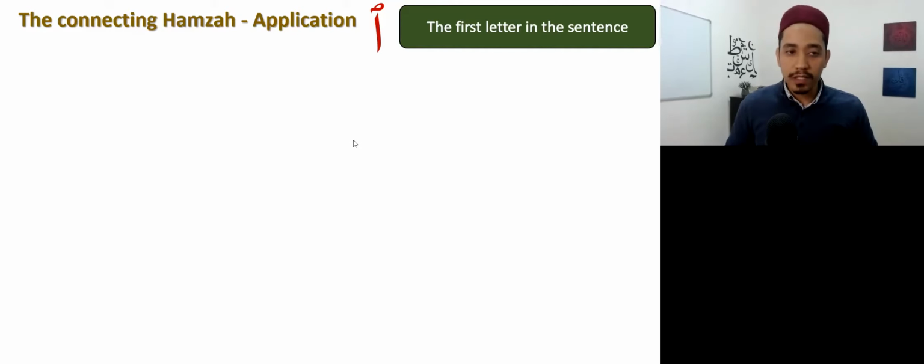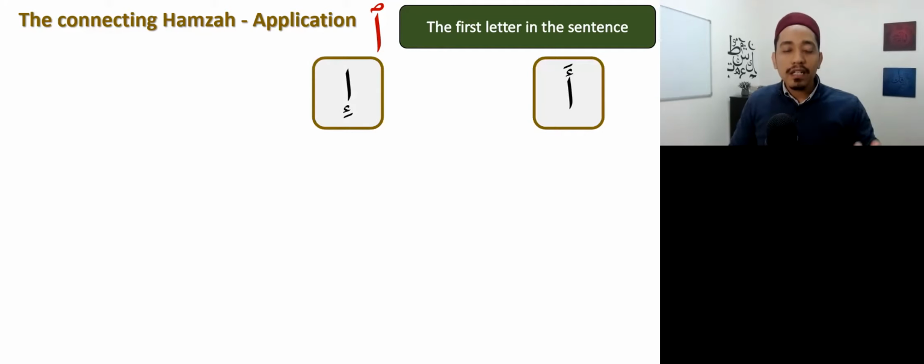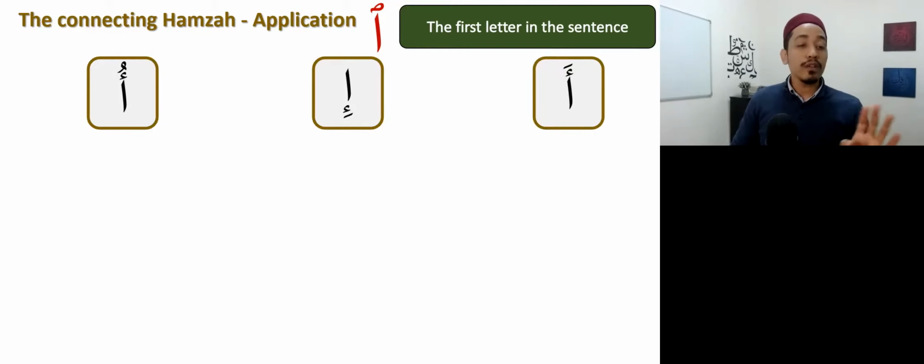Okay, so full focus. Let's see what happens. The reality is that when the connecting Hamza appears in the beginning of the sentence, or specifically is the first letter in the sentence, that's what we really mean, it will be pronounced either as a, i, or u. One of the three.